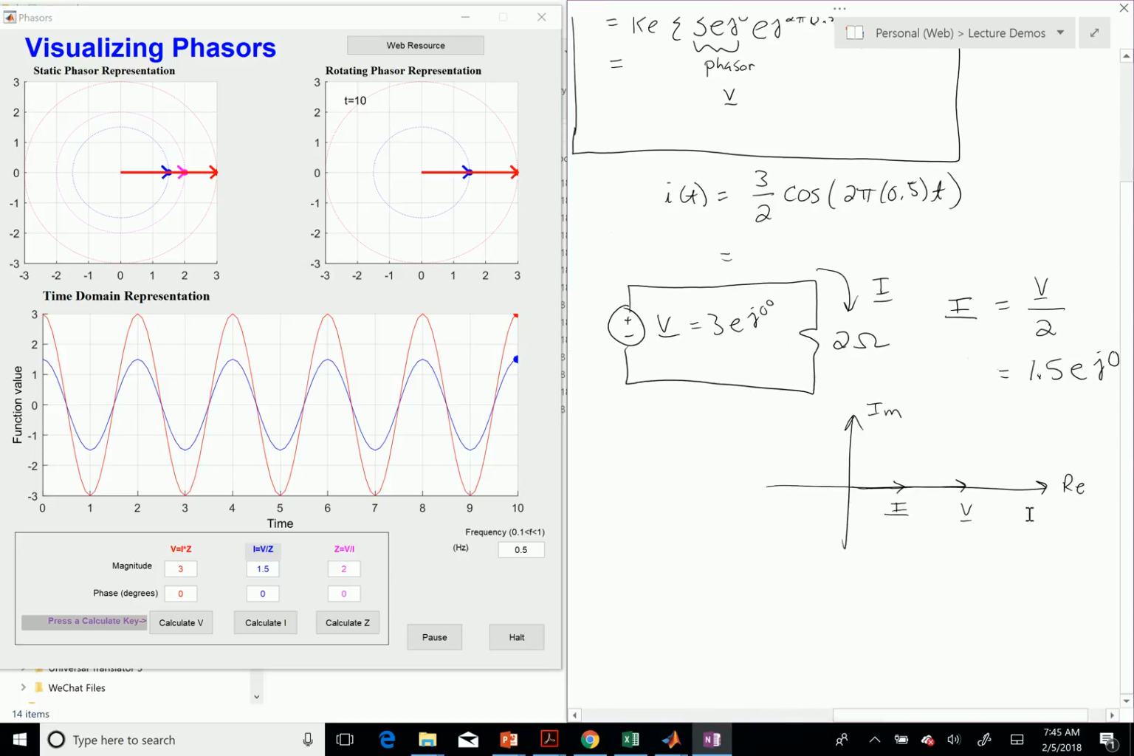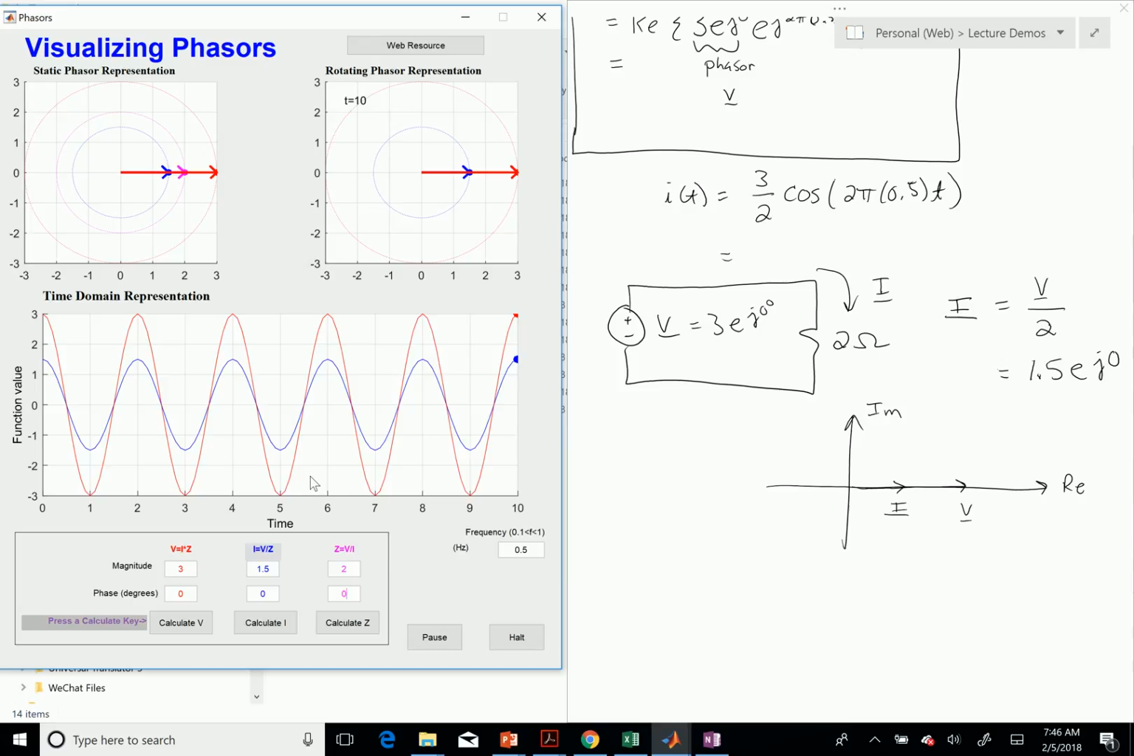So this was what we drew as our phasor representation over here, okay? Now I'm going to try to draw the same thing here. So in this little MATLAB program that I've got right here, what I've written is that the voltage has a magnitude of 3. So down here in the corner, voltage is a magnitude of 3, has a phase of 0 degrees. So this is our phasor representation, okay? And I've said I've got an impedance with a magnitude of 2 and an angle of 0. That's equal to R equal to 2. And I've set the frequency to 0.5 hertz, okay?